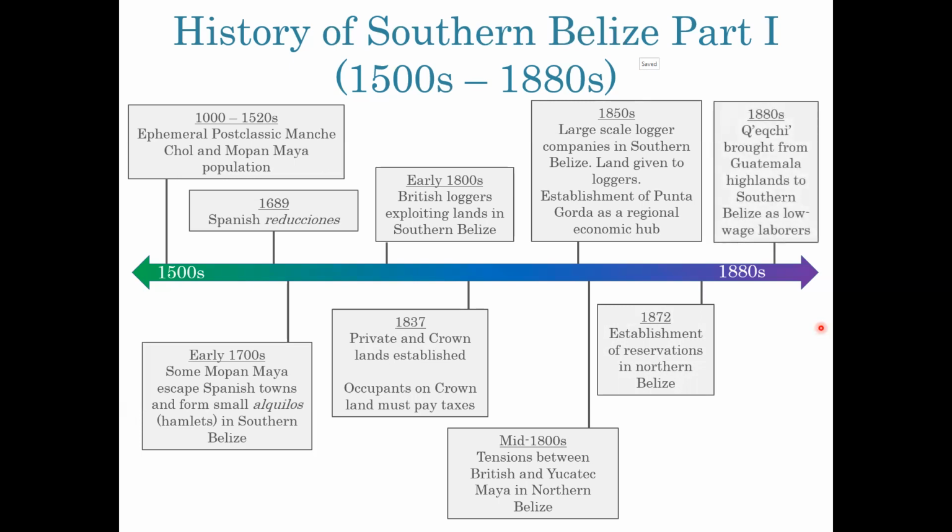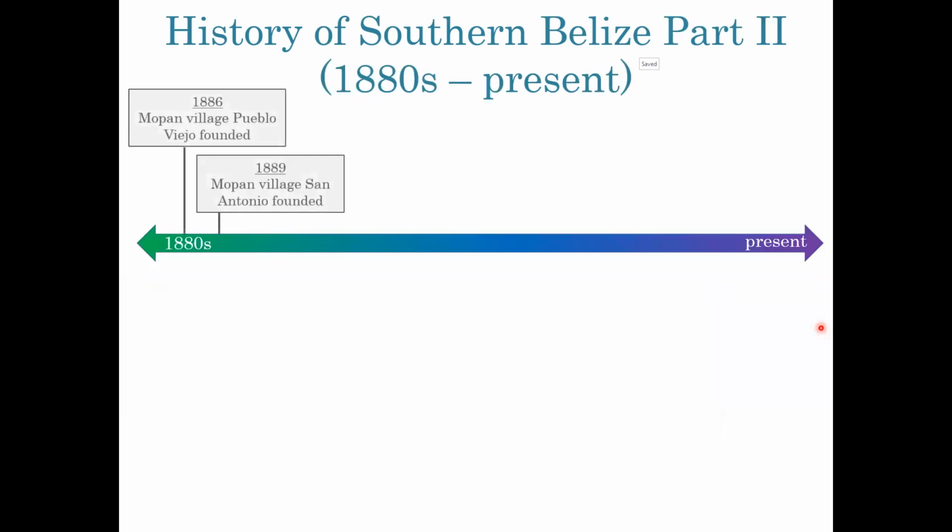In the 1880s, we see Q'eqchi communities brought in from the Alta Verapaz of the Guatemalan highlands, and they were brought into southern Belize and forced to work as low-wage laborers. And right around that same time period in 1886, it's well documented that a Mopan community fled from oppressive Guatemalan governments, and they fled into southern Belize, specifically the site of the modern community of Pueblo Viejo in 1886, and those communities later moved inland further to San Antonio Village in 1889 due to increased tensions with Guatemalan communities. So they moved inland to reduce tensions with other communities. Around that same time period in the 1880s, the Q'eqchi village of San Pedro Sarstún was founded.